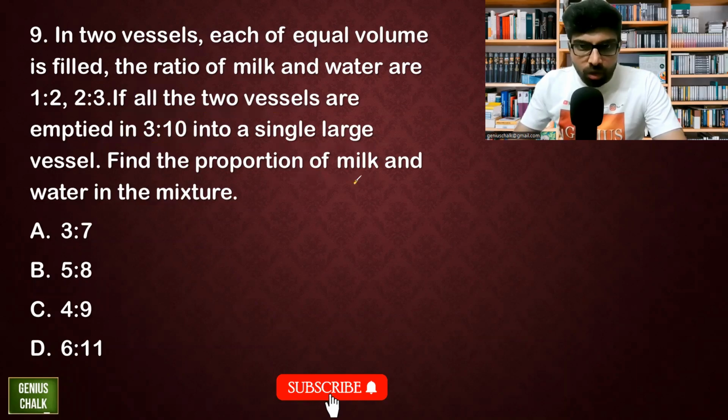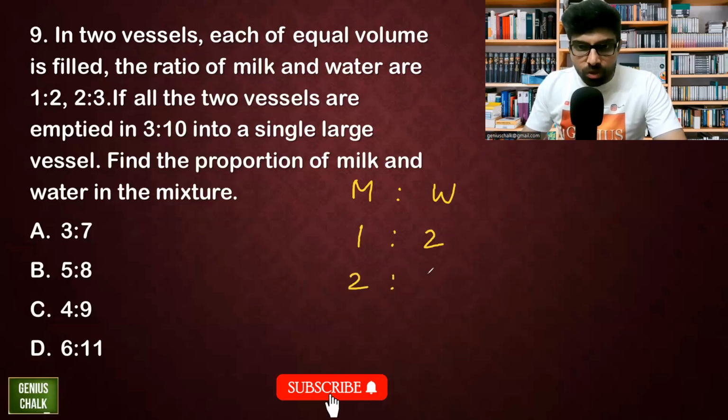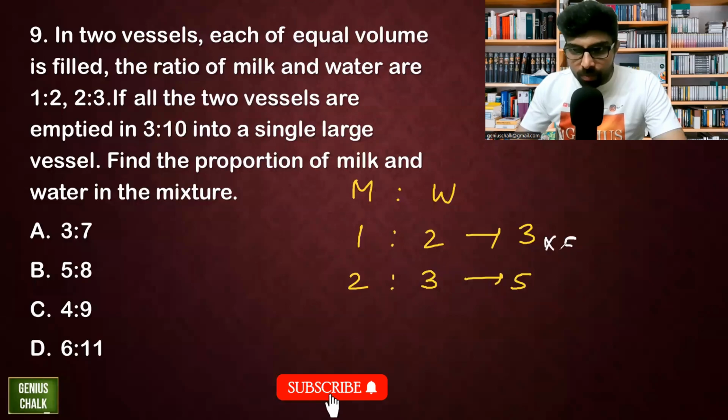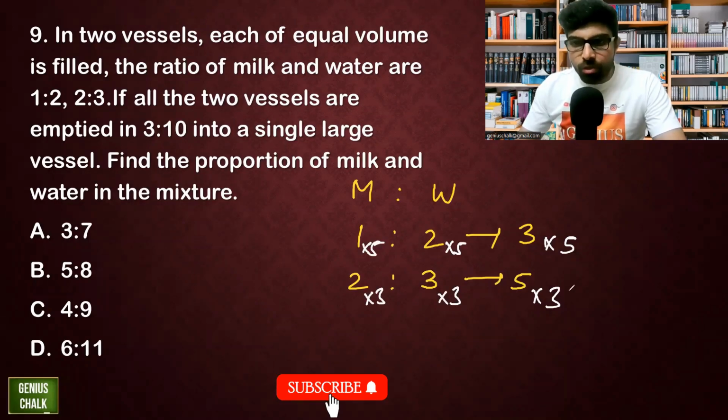Now ratio of milk and water, so this is milk, this is water. It is 1:2, it is 2:3, and now what is the total here? It is 3. What is the total here? It is 5. Now first we need to make the quantity same. Multiply this by 5, multiply this by 3. Both will be multiplied by the same number, because the rule of ratio says if you multiply the main sum by something, you have to multiply the other two ratio also by the same number.